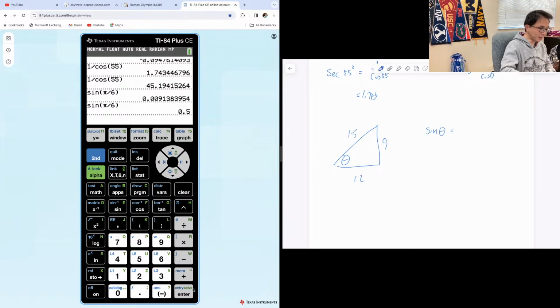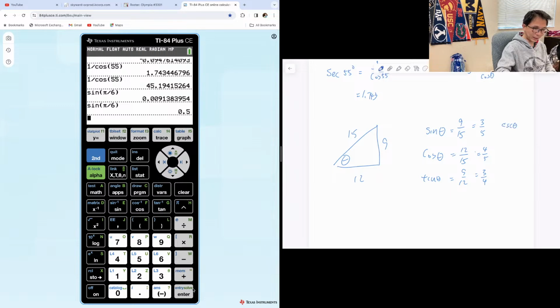Well, this is a 15, using the Pythagorean triple, but you want sine of theta, which is opposite over hypotenuse. So it'd be 9 over 15. Does that make sense? So that's going to be 3 over 5. Now cosine of theta is adjacent over hypotenuse, which is 12 over 15, so that's equal to 4 over 5. Tangent of theta is equal to 9 over 12, so 3 over 4.